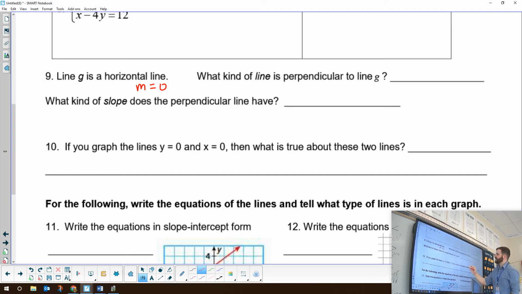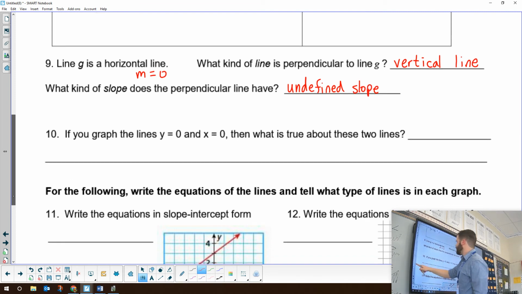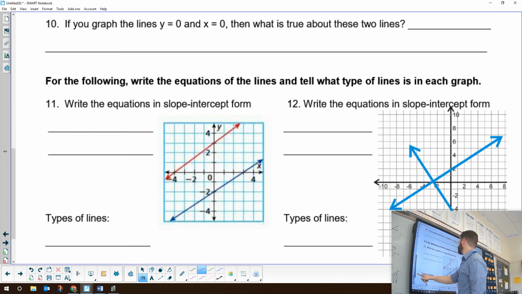Okay, what kind of line is perpendicular? Okay, well, a perpendicular line to a horizontal line is a vertical line. A vertical line is perpendicular to a horizontal line. And what kind of slope does a perpendicular line have? It has the opposite of a slope of 0. It has an undefined slope.